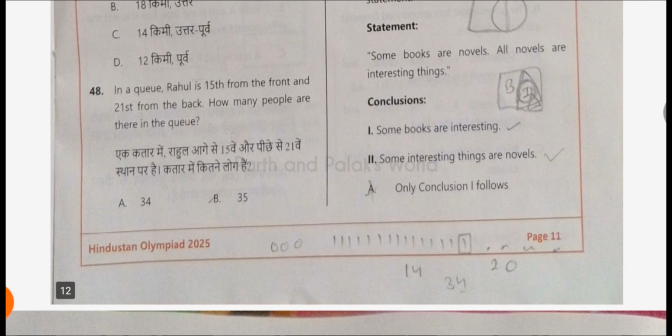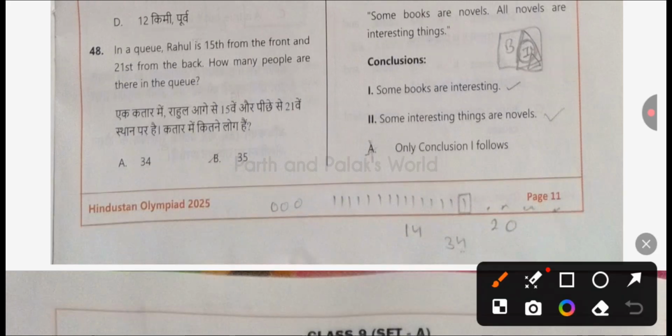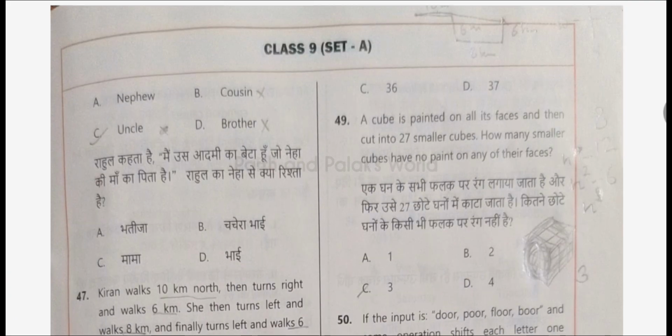Moving on to question number 48, the answer would be option number B, 35. Moving on to question number 49, the correct answer of this question would be option number A.